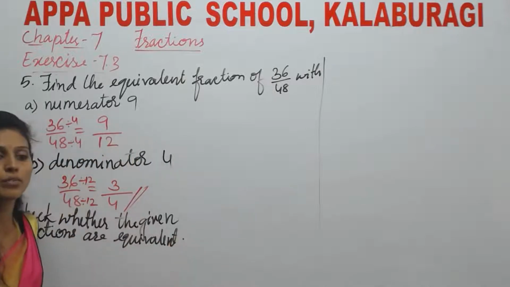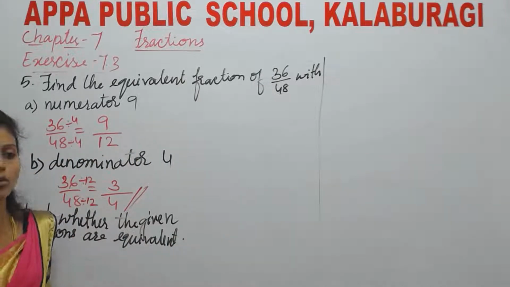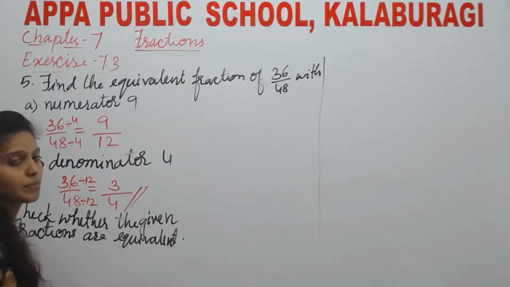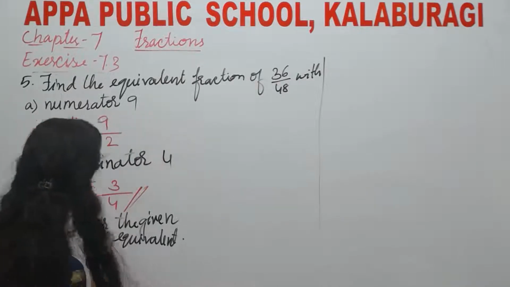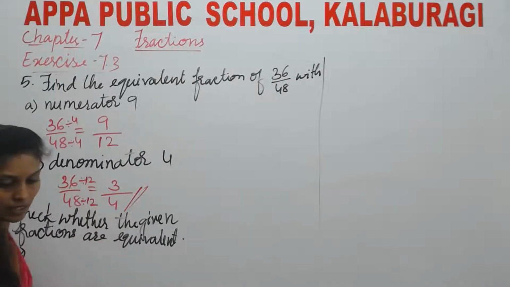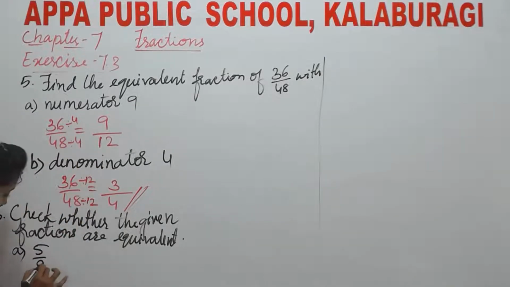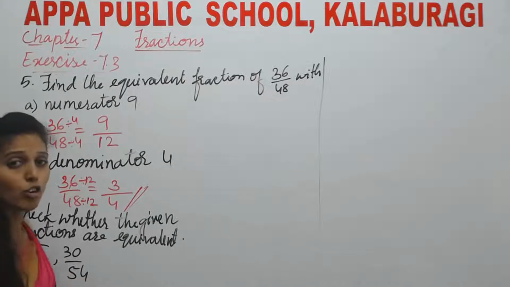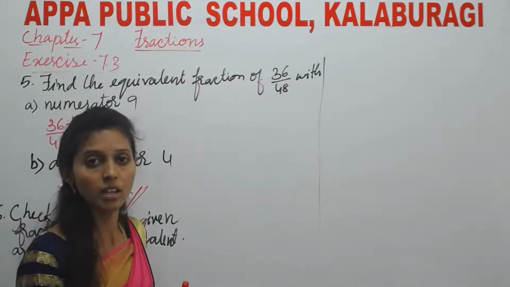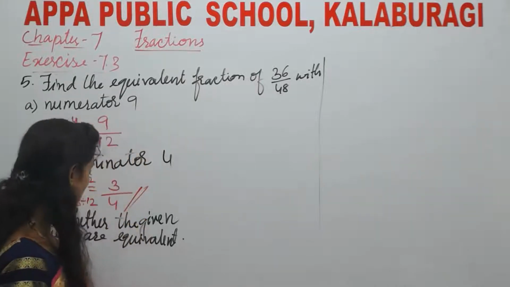Check whether the given fractions are equivalent. So how to check here? They have given the first one: 5 by 9, 30 by 54. There are plenty of methods to do this. So, which one to follow?